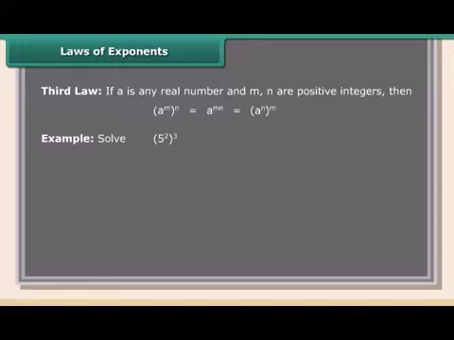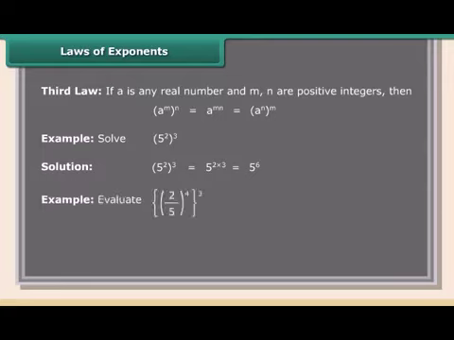Example: solve (5^2)^3. Solution: (5^2)^3 is equal to 5^(2×3), which is equal to 5^6.